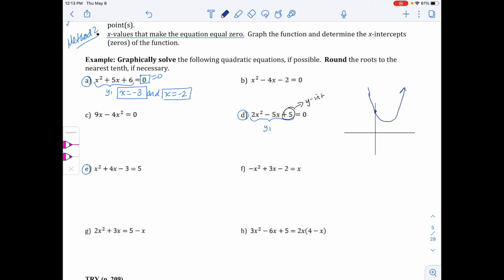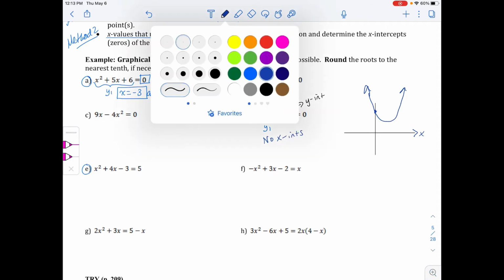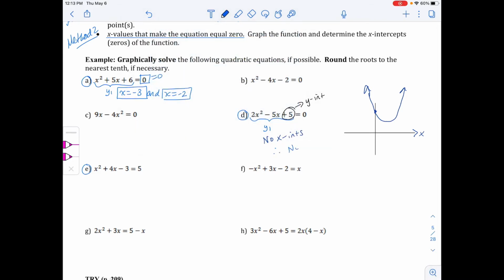Okay, so the roots of our equation, or the zeros of our function, or the x-intercepts of our graph, well, there are none. This is our x-axis. So there are no x-intercepts, and therefore there's no solution. That's the answer to this question: there's literally no solution.